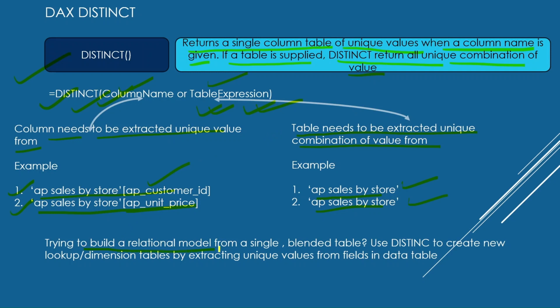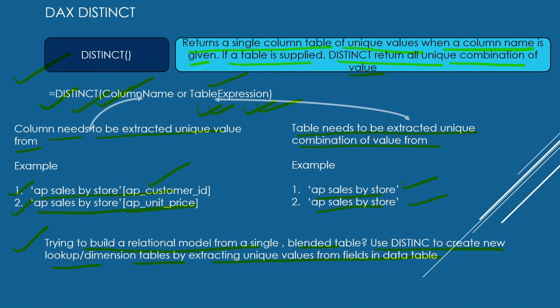When trying to build a relationship model from a single blended table, use DISTINCT to create a new lookup dimension table by extracting unique values from a field in the table. Let's understand this statement. Many times we have a very big table, and we want to create a data model by taking some values from that big table. So what we generally do is create a new lookup or dimension table with the help of the DISTINCT function.